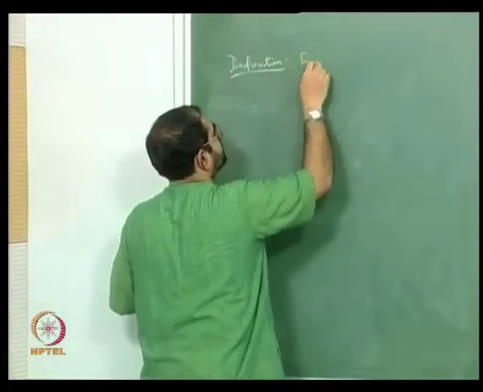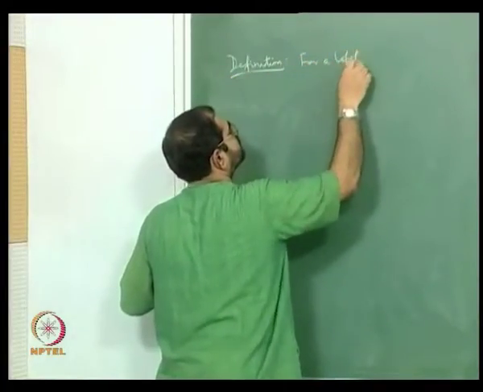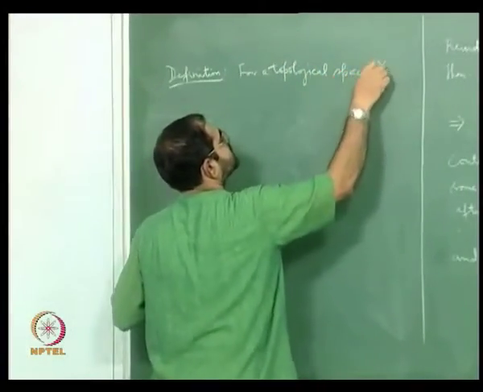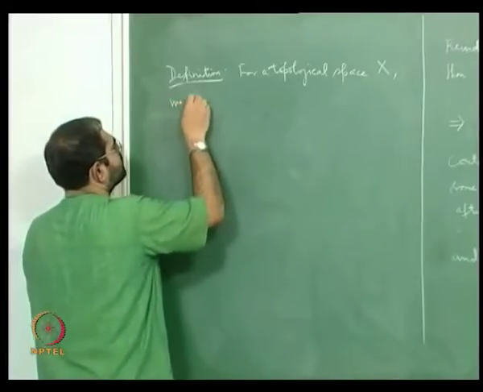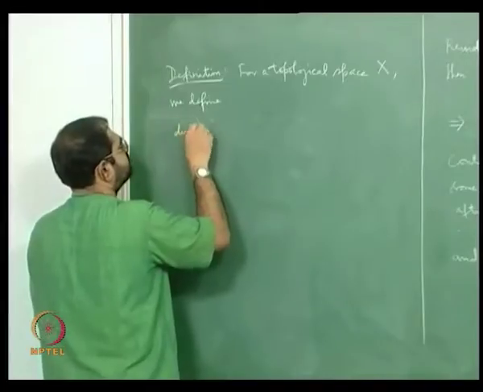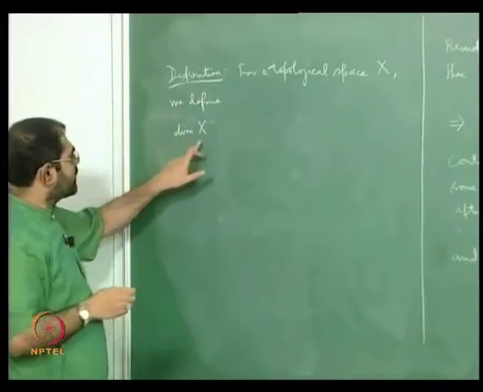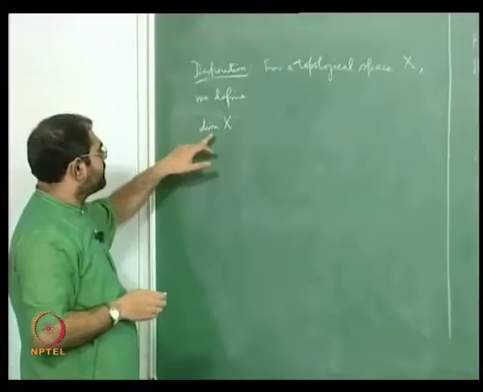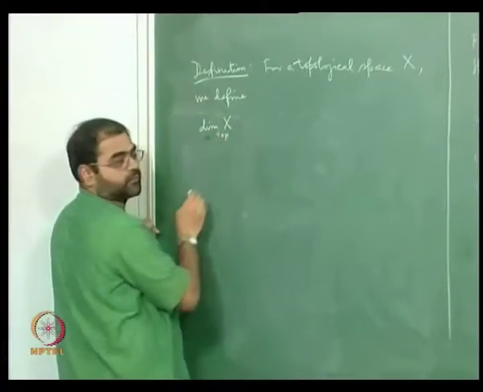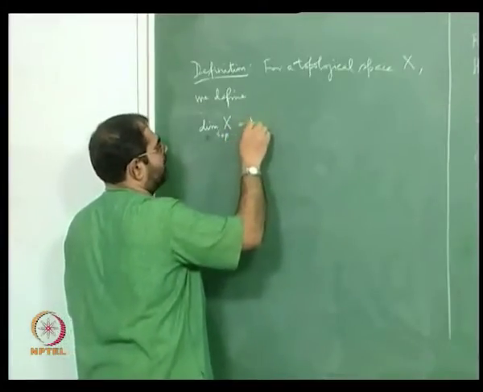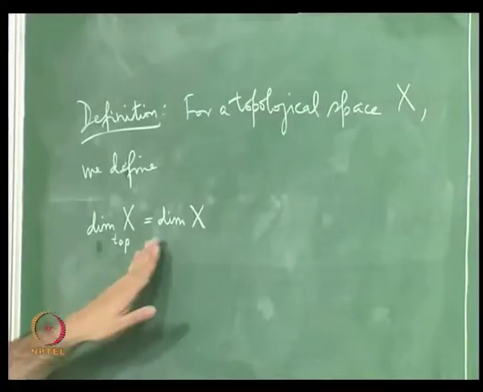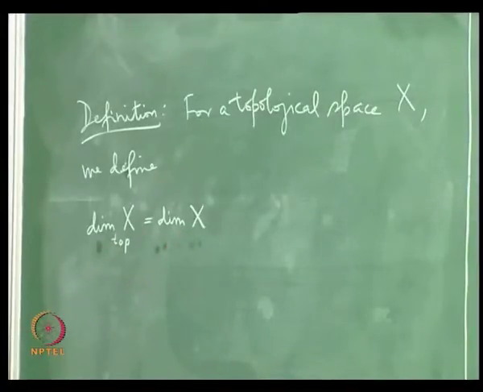For a topological space X, we define the dimension of X. This is called the topological dimension. Some people write dimension with a subscript TOP, and sometimes we might just omit it. So whenever I write dimension of a topological space, it's always topological dimension.